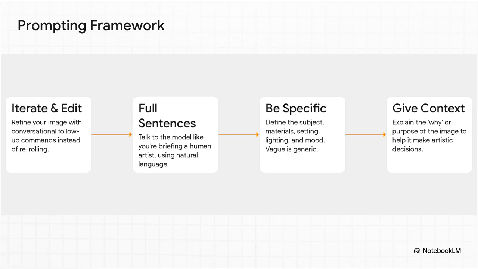It's a conversation. Second, use natural language. Talk to it like you're briefing a person, not a machine. Full sentences, proper grammar, it makes a massive difference. Third, be super specific and descriptive. Don't just say, a woman. Say a sophisticated elderly woman in a vintage Chanel-style suit. Talk about textures, brushed steel, soft velvet. The more detail, the better. And finally, and honestly, this might be the most important one, provide context.